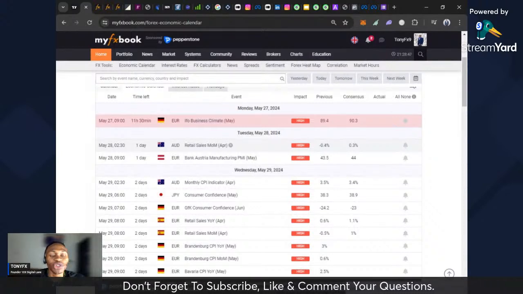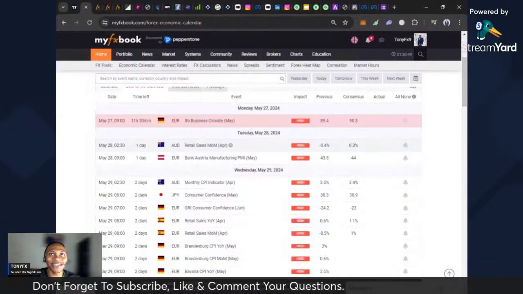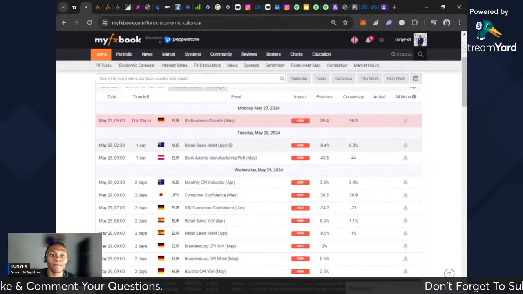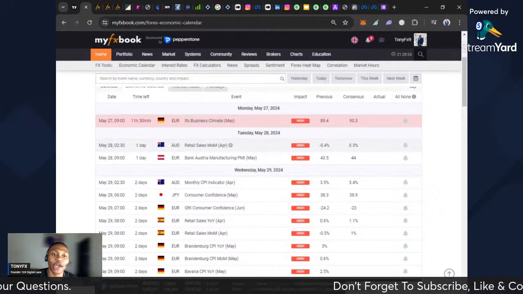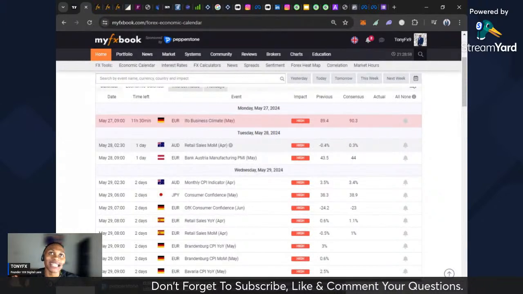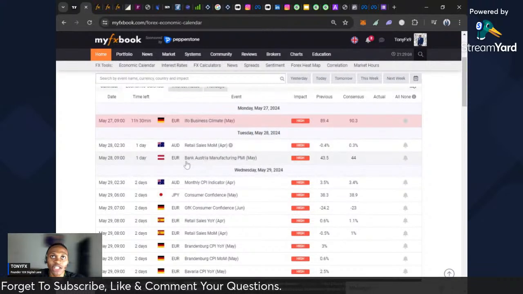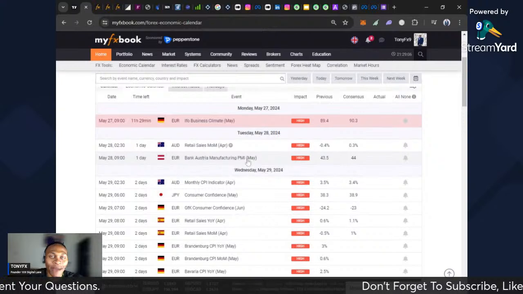On Tuesday. So I am anticipating that on Monday, AUD USD will correct to our demand zone. On Tuesday by 2:30 a.m., this is the trigger we need to see liquidity going to AUD against dollar and start pushing to the upside. Then early in the morning, London session, we have Bank Austria manufacturing PMI.